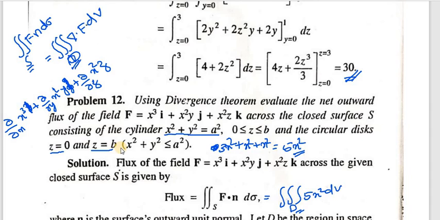Z varies from z = 0 to z = b. It is given z = 0 to z = b. So the limit of integration of z is z = 0 to z = b, and x and y are bounded by the circular disk x² + y² ≤ a².